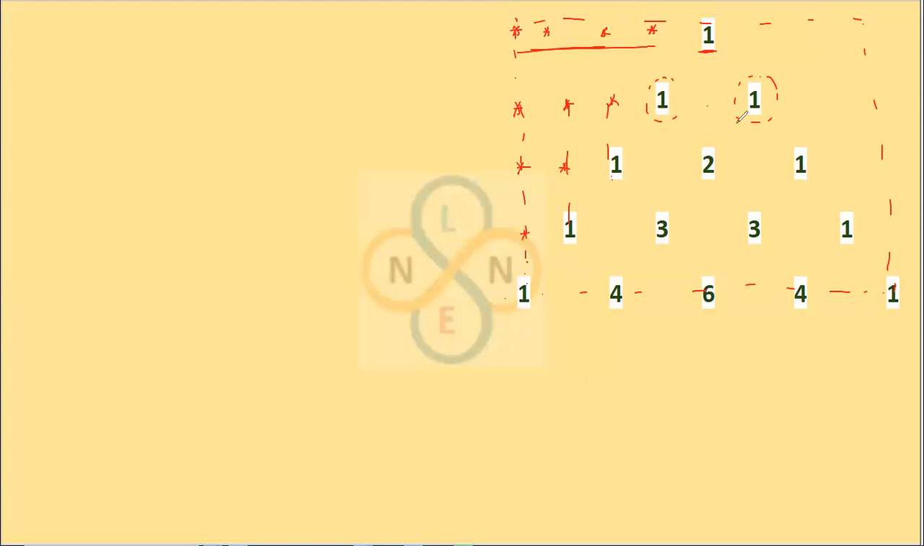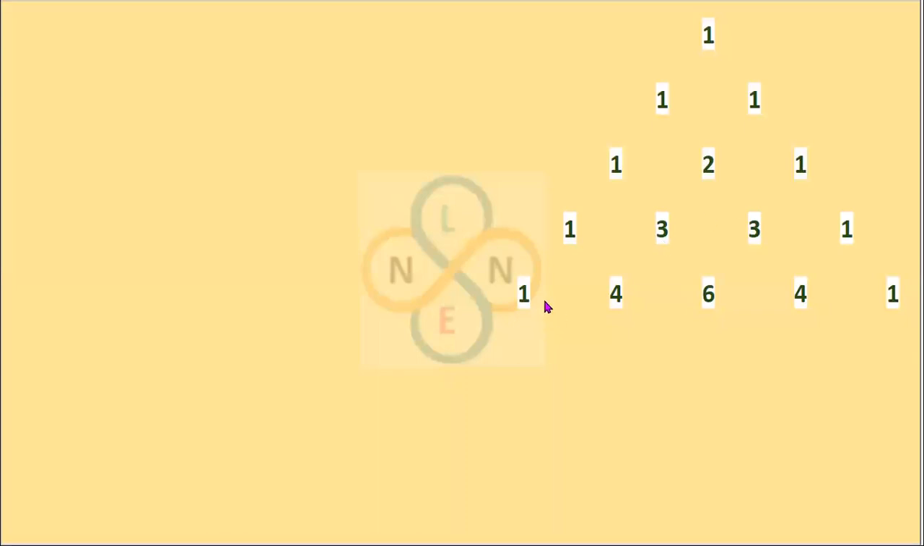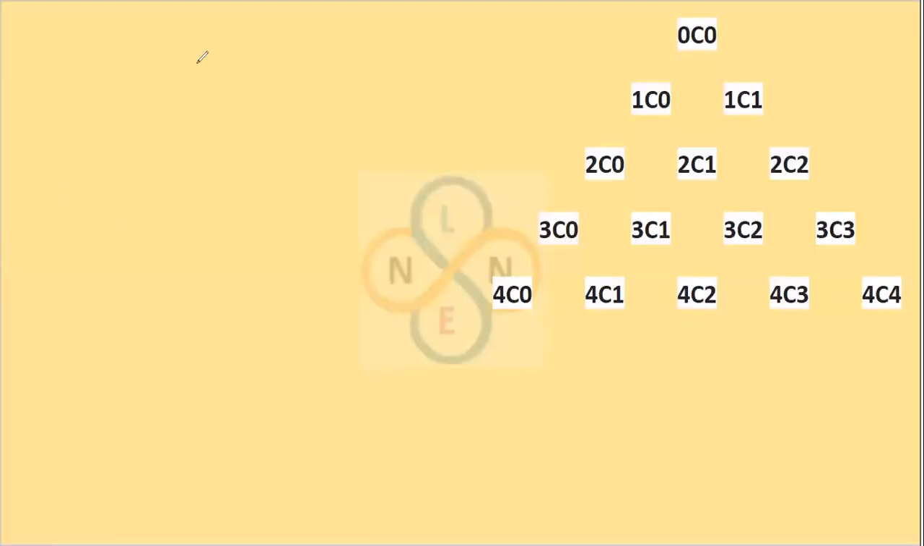Then how do we get these numbers? 1, then 1 and 1, 1 2 1, 1 3 3 1, 1 4 6 4 1. For getting these numbers, there is a corresponding mathematical process, which is nothing but permutations and combinations. In that, there is a formula called the NCR formula. What is this NCR formula? It is n factorial divided by r factorial into (n minus r) factorial.